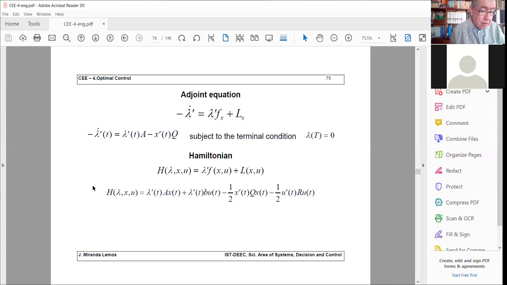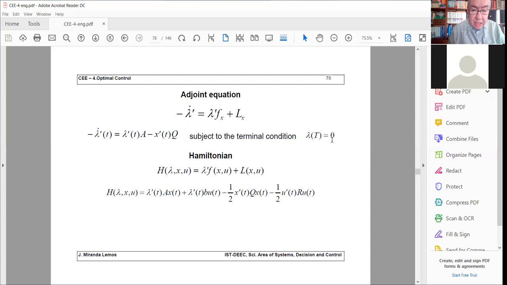And there is no terminal term in the cost. So the terminal term, if you wish, is zero, and the gradient with respect to x is zero. Remember that the terminal condition for lambda, the terminal lambda transpose at the terminal point, is nothing more than the gradient of the terminal condition. The terminal condition is zero, so the gradient is zero, so the final condition for lambda is zero.